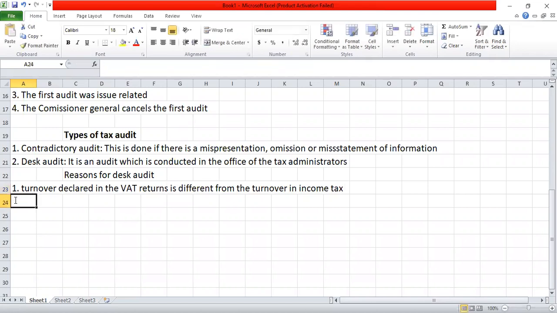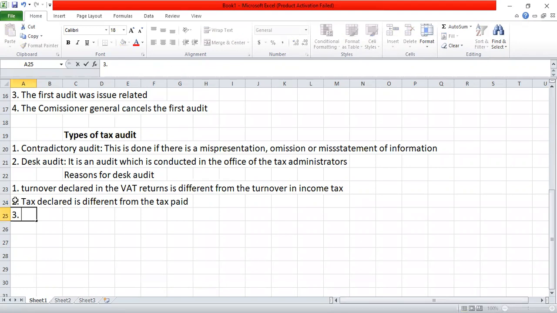Number 2, the tax declared is different from the tax paid. So what the taxpayer declared is different from the tax paid. In such a case, a desk audit is going to be conducted.